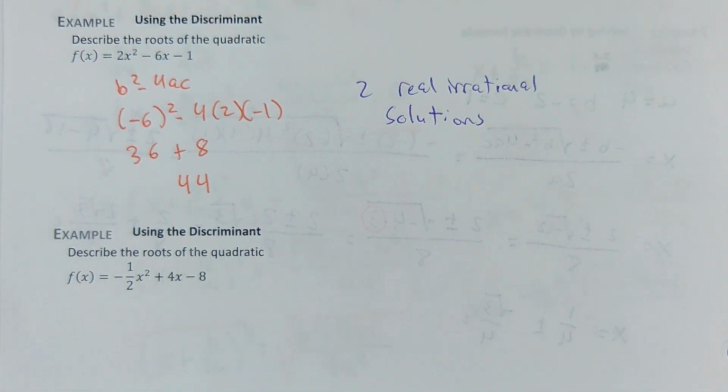Wait, so if the answer you get is a perfect positive square, then it's two rational, two real rational solutions? Yep. And if it's not a perfect square, then it's two irrational. If it's not a perfect square, you get irrational because you couldn't take the square root of it by hand. Right. Let's do it again.